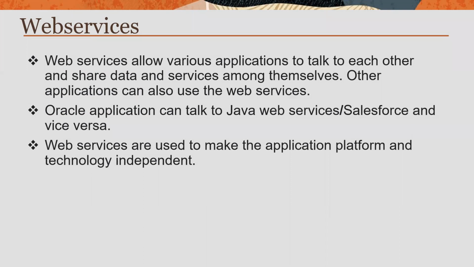So in this scenario, we can observe there are two applications. One is the web application and another one is the Sales Cloud application. So these are two different applications, and we need to connect them, right? The easiest way is to use this kind of web services, and we can connect using these web services.